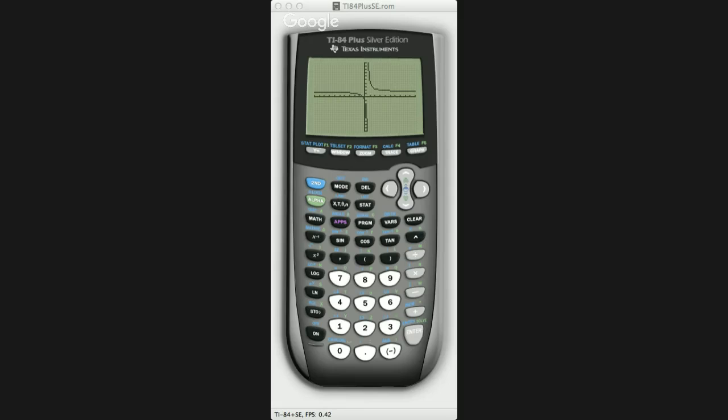Domain. The domain is always x does not equal the vertical asymptotes. In general, not necessarily, but for rational functions, yes. Okay. So for problems in this quiz, that's going to be the easiest way to write domain.